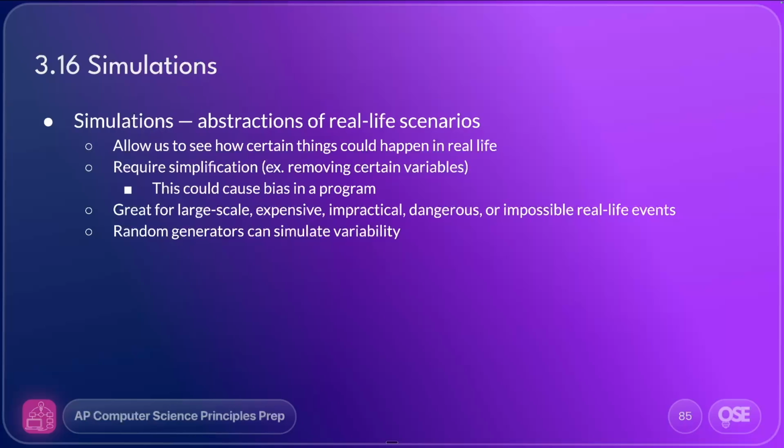Next are simulations. Simulations are abstractions of real-life scenarios. The goal of them is to allow us to see how certain things could happen in real life, and they do require simplification, meaning that they don't capture every single possible scenario. As a result, this could create bias in our programs. They're great for many types of real-life events, including costly ones or dangerous ones, because they can allow us to see how they might happen without actually doing them. And random generators, demonstrated previously, can simulate variability in these simulations.